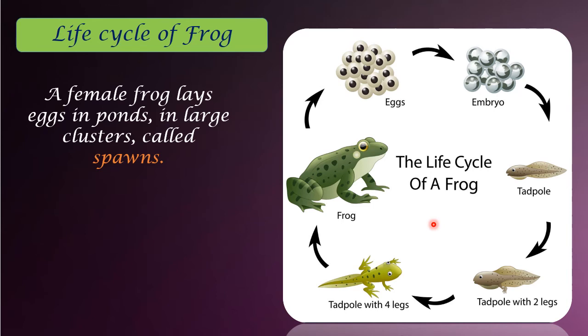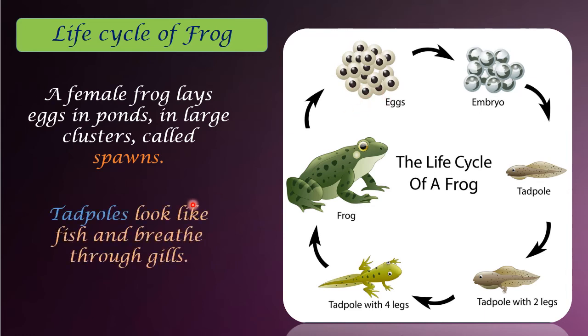A female frog lays eggs in ponds in clusters. In this category it lays eggs in large numbers, not one egg, unlike a hen. A hen also lays eggs, at times more in number, but we cannot call them clusters. Here we cannot identify how many there are, so we call them clusters.